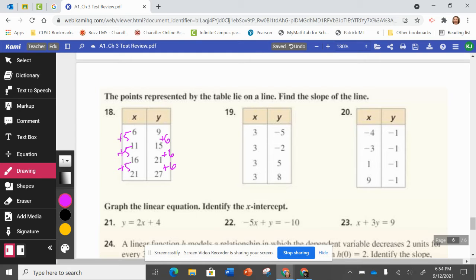So the rate of change is constant. Remember, slope is y over x. Y is 6, x is 5. So our slope here is 6/5.